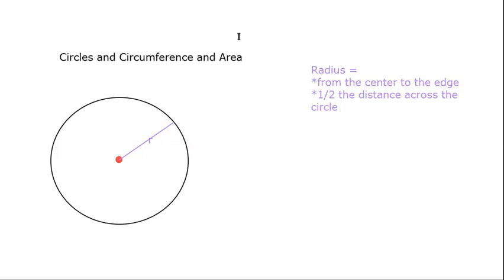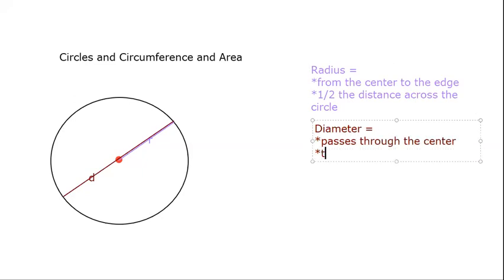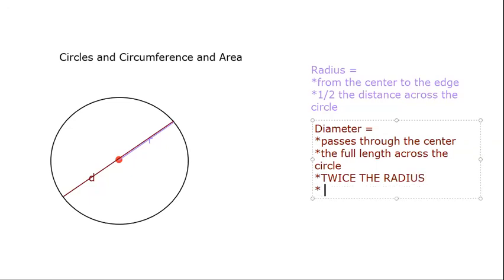Okay? Give another item for the circle, and we'll do it right beside the radius because I want to be able to see both of them. And it's that. That brown line is your diameter. So the diameter passes through the center, and it's the full length across the circle. So what's the relationship between the diameter and the radius? The diameter is twice the radius. So it equals 2 times r.